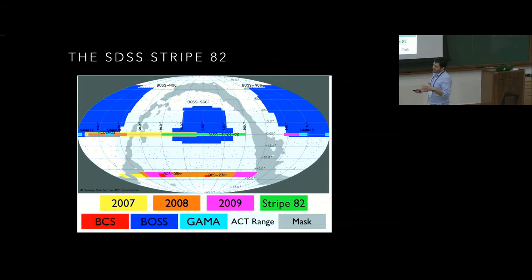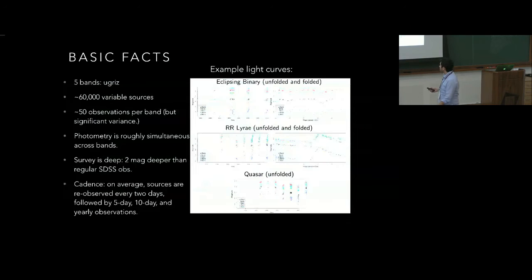And of course, the SDSS has 5 filters, which makes it similar to LSST in this multiband aspect. Some basic facts about that: it's 5 bands, about 60,000 sources, about 50 observations per band, but there's a significant variance in that number. Photometry is roughly, but not exactly, simultaneous across different bands. There is also variability in cadence, but on average, every 2 days you get a new observation of each of these sources. And here are some examples of different types of variables in the time axis, and once you fold them into the phase space, you get the different types of variability. These two are periodic.